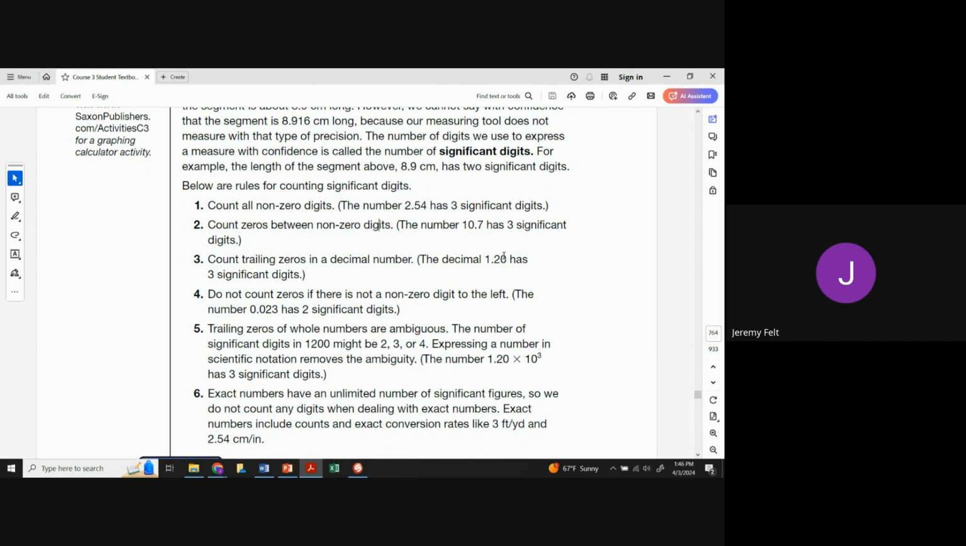So the decimal 1.20 has 3 significant digits, like when we're saying $1.20. If we're just saying 1.2, then it would have 2 significant digits. Do not count zeros if there is not a non-zero digit to the left. This is where it gets a little tricky. The number 0.023 has 2 significant digits, even though it looks like there might be 3 or even 4.